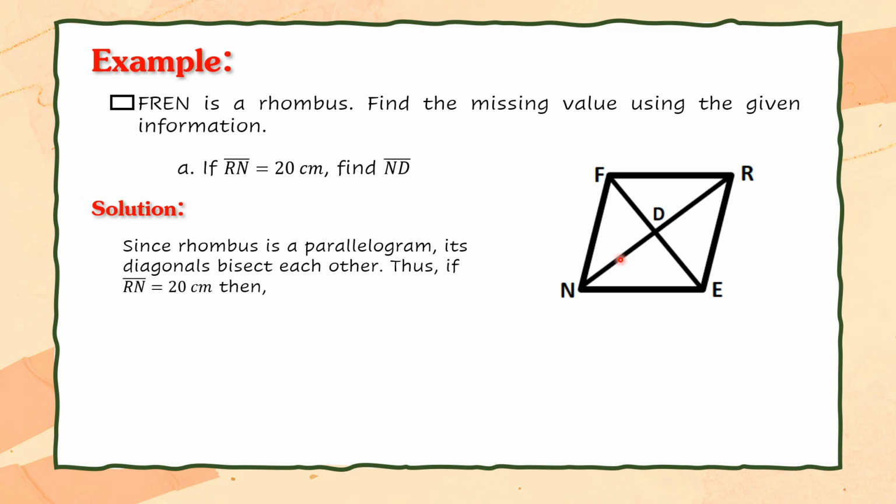So since a rhombus is a parallelogram, its diagonals bisect each other. It means that they divide each other into 2 equal parts. Thus, if RN is 20 centimeters, then ND is 1/2 of RN. So now, by substitution, we are going to replace RN by 20 centimeters. So we will have segment ND is equal to 1/2 times 20. Now solving that, 20 times 1 divided by 2, the answer will be 10. So the measure of segment ND is 10 centimeters.